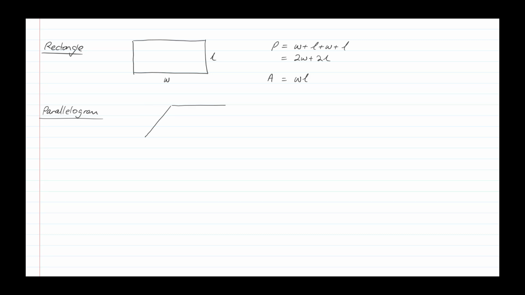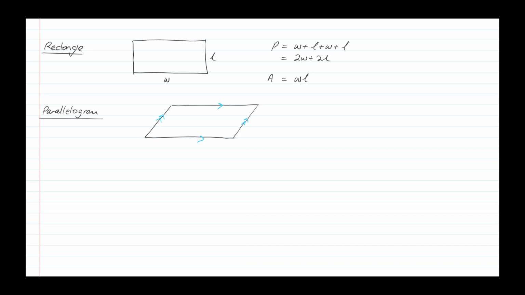Parallelogram, it's kind of like a rectangle is a special type of parallelogram that has right angles. So a parallelogram has two pairs of opposite parallel sides. So that's parallel to that, and that's parallel to that. And a rectangle has that property, but also has right angles, and opposite sides in a parallelogram are also equal.